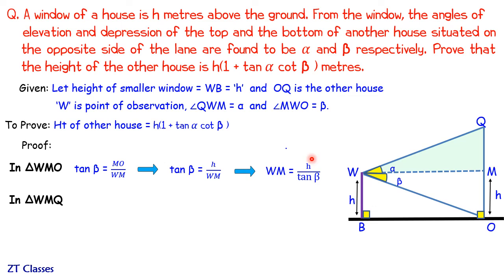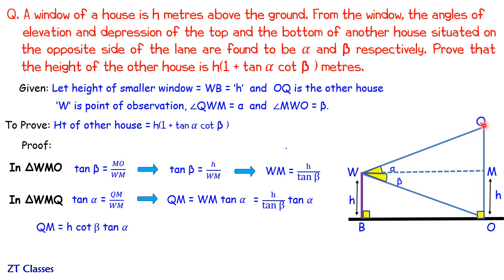In triangle WMQ, let's take tan alpha, that's perpendicular upon base. QM is what we have to find, so QM is WM times tan alpha. Now this value of WM we will put here, and we get QM is h upon tan beta into tan alpha. 1 upon tan beta is cot beta, so basically QM is h times cot beta tan alpha.